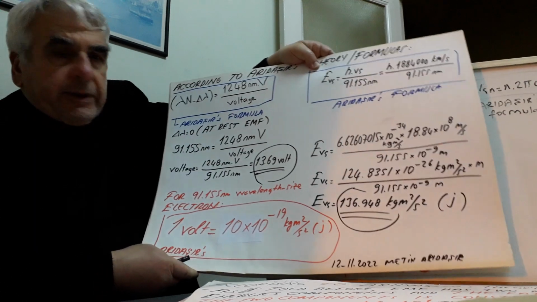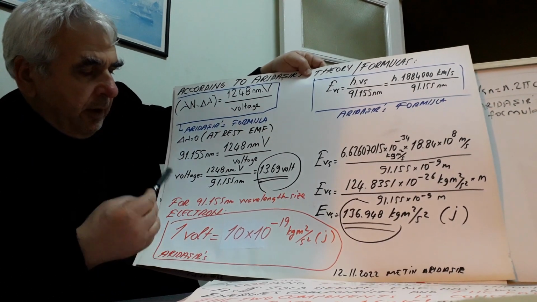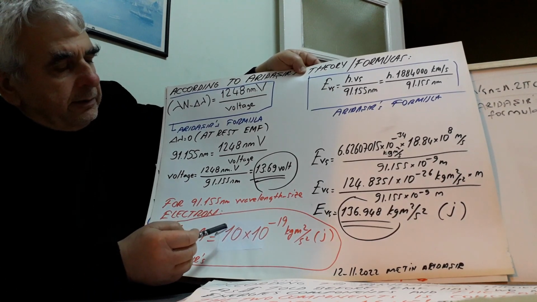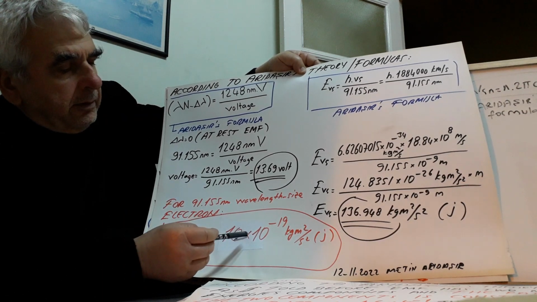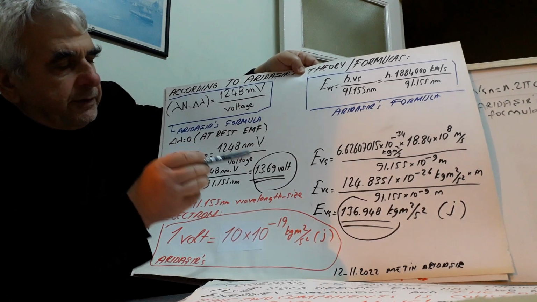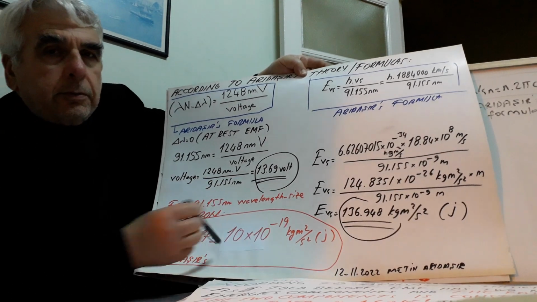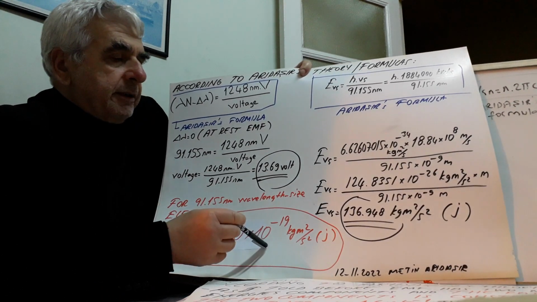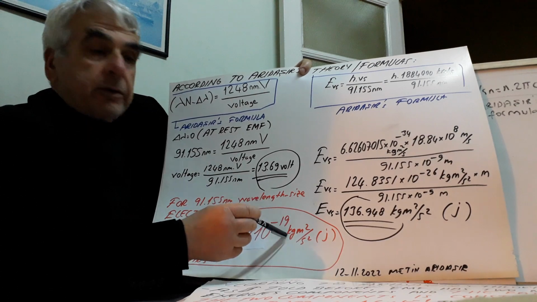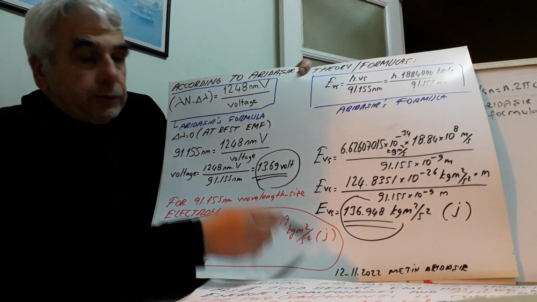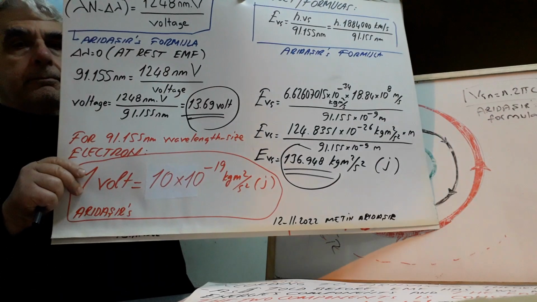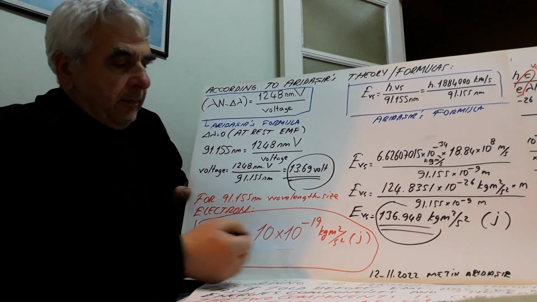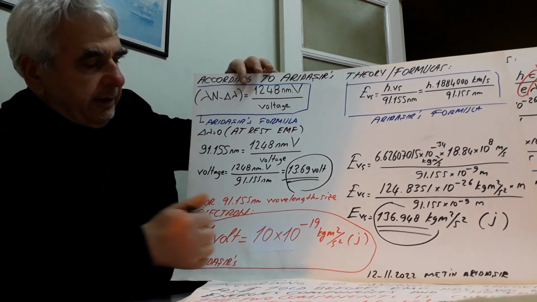And I deduce that I put forth 1 volt is equal to 10 to the minus 19 joule. 1 volt is equal to 10 to the minus 19 kilogram meter square divided by second square, joule. Here, equivalence, yes, equality.